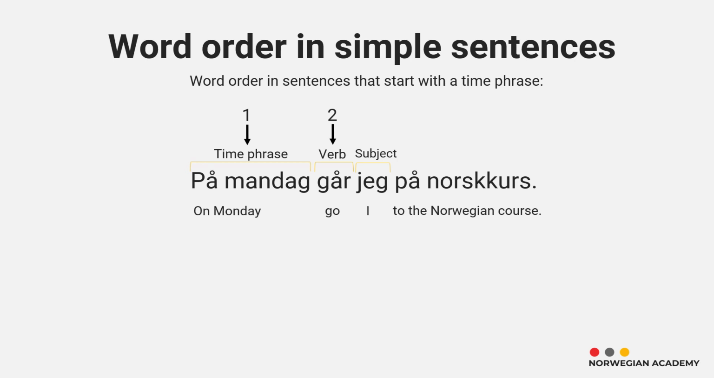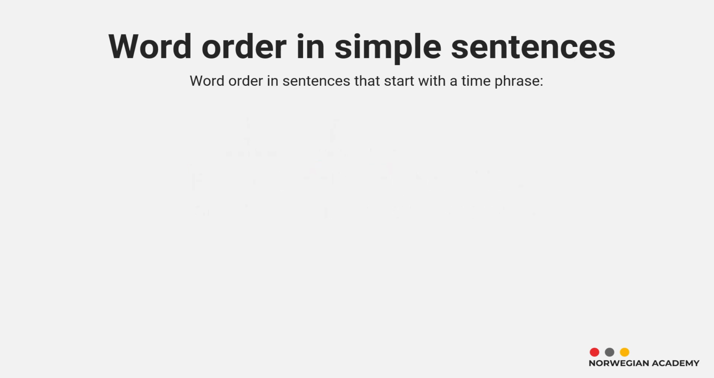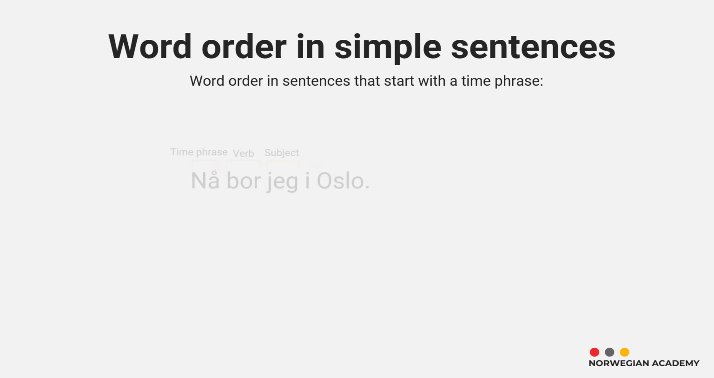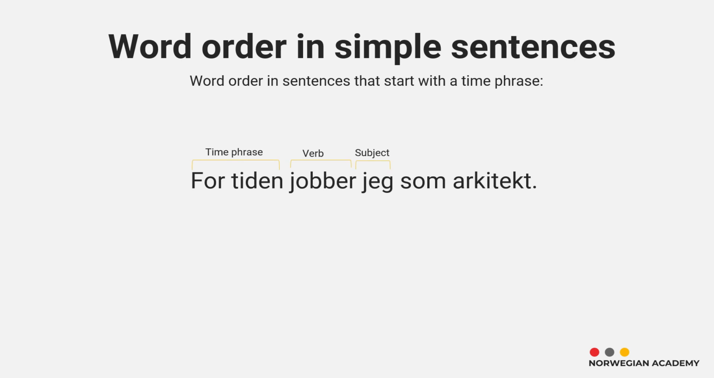Let's take a look at more examples. I dag jobber jeg hjemme. Today I work at home. Nå bor jeg i Oslo. I live in Oslo now. For tiden jobber jeg som arkitekt. At the moment, I work as an architect.